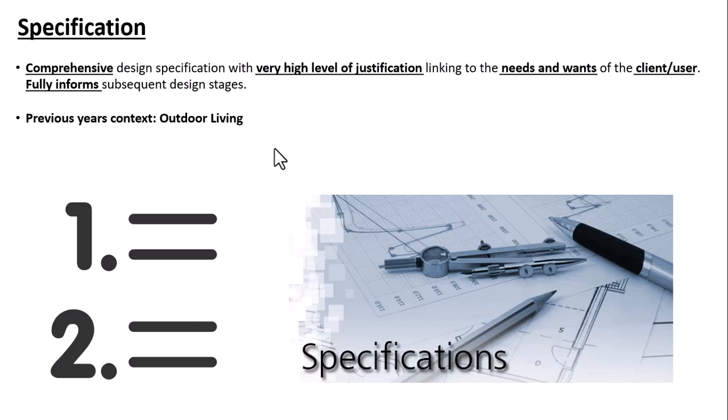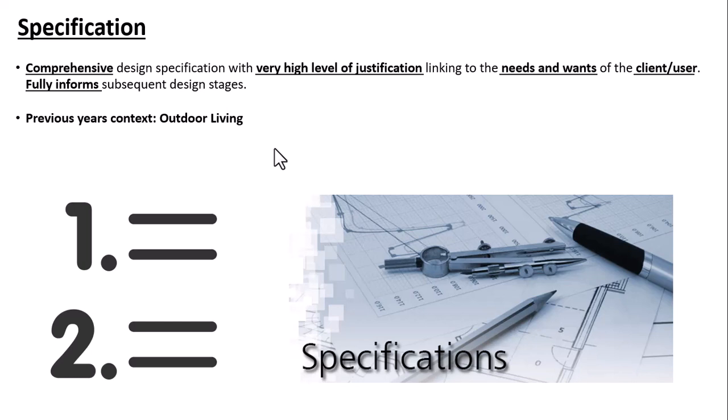For this video, we're looking at the specification. In the NEA, you're going to produce two specifications, one based on design and one based on manufacture. So this one's based on the design you're intending to do, and will be based on the research and design brief you've already created. The assessment objective for this is to produce a comprehensive design specification with a very high level of justification linking to the needs and wants of the user.